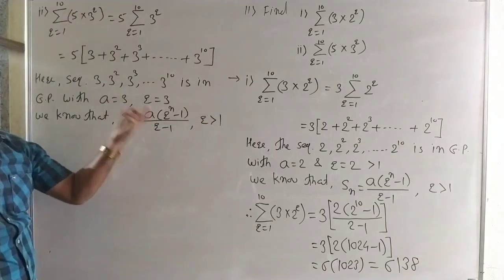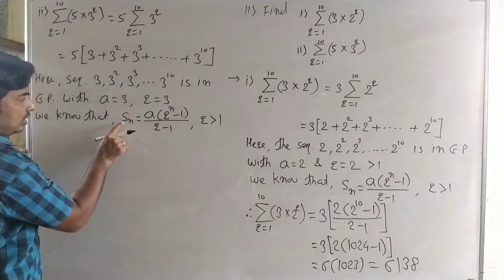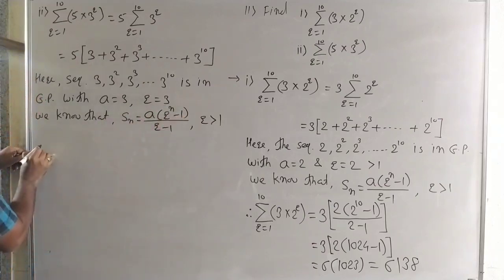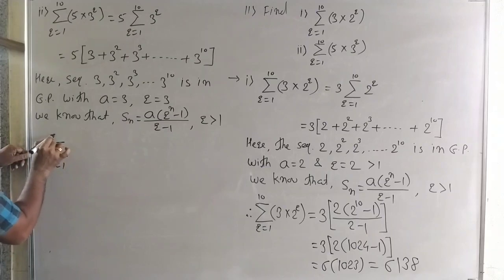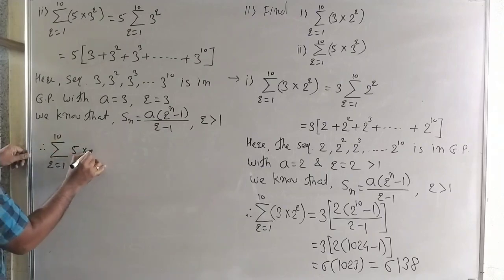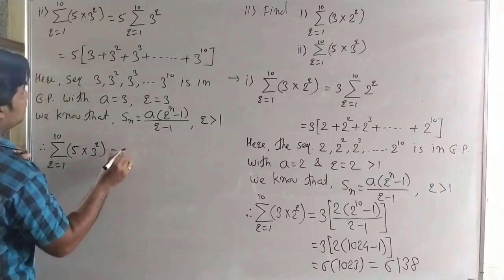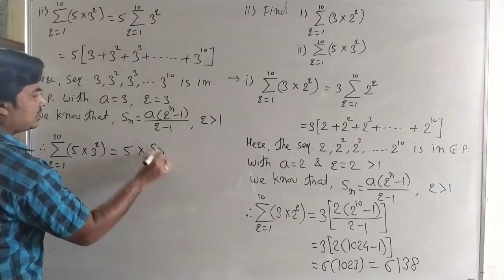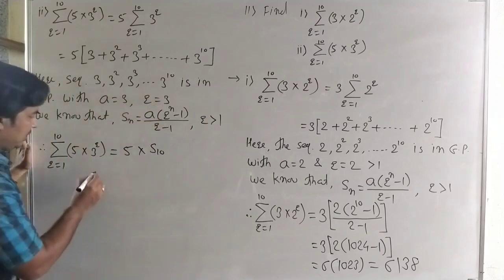This is the formula for r greater than 1. Now it is a sum of the 10 terms, so we find S10, that is a into r to the power 10 minus 1 upon r minus 1, and therefore this summation, r is equal to 1 to 10, 5 into 3 to the power r, is equal to, see carefully, 5 into S10. Here it is S10 where a is equal to 3 and r is equal to 3.